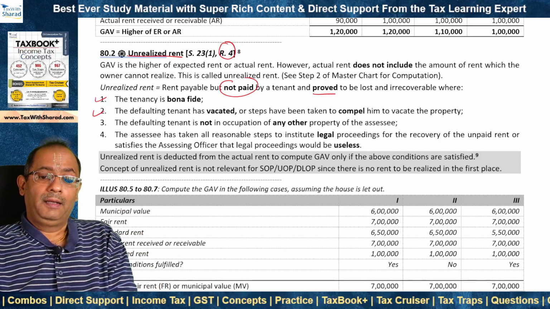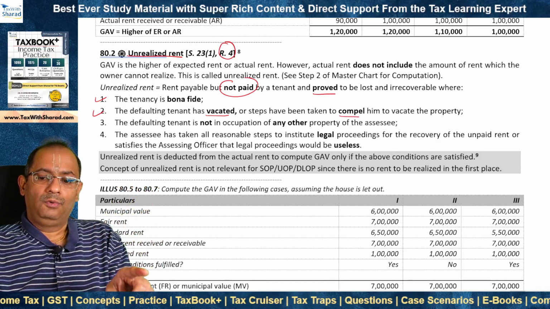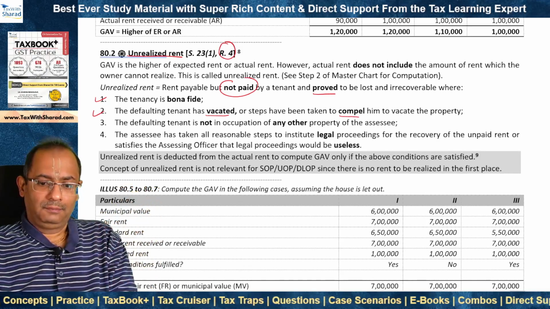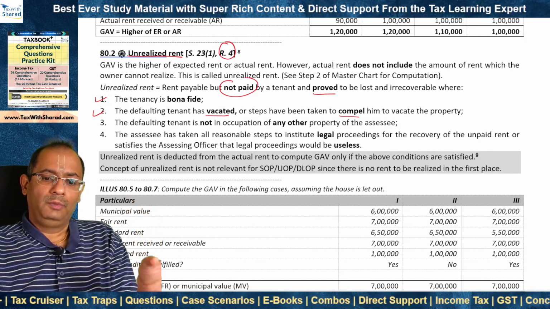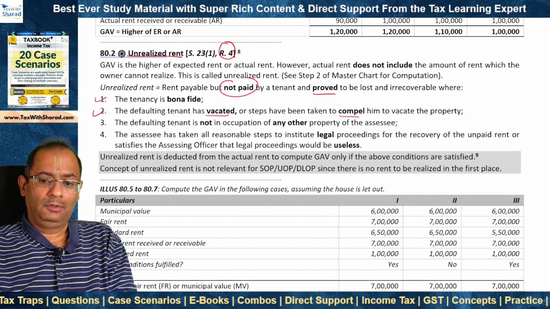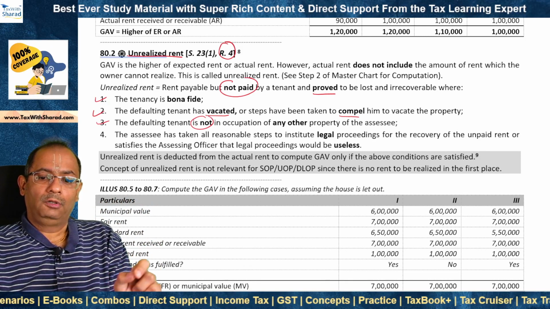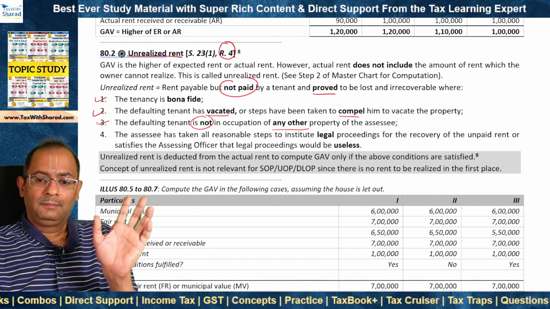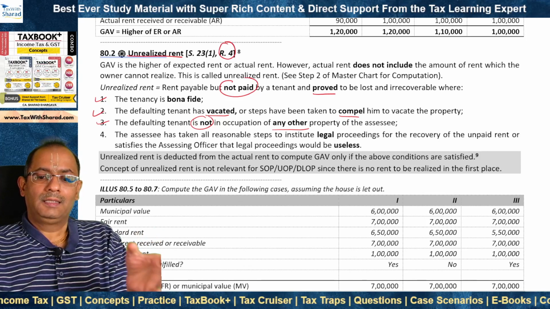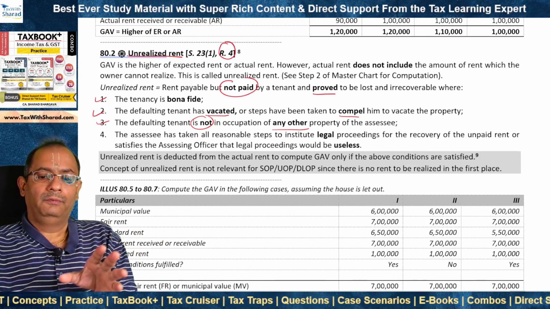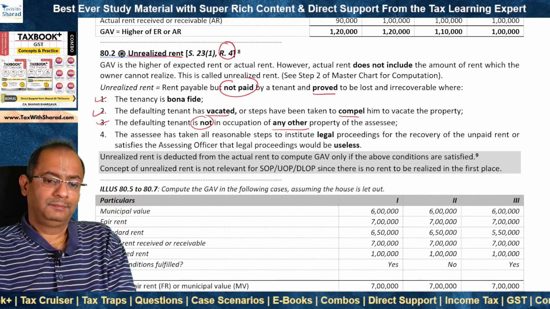The defaulting tenant has vacated the property, or steps have been taken to compel him to vacate the property. It cannot be that the defaulting tenant is staying or continues to stay. In that case, we cannot claim deduction of unrealized rent. Third, the defaulting tenant is not in occupation of any other property of the SSE. If he has defaulted in paying rent for one property of the SSE, but he is still staying in another property of the SSE, deduction of unrealized rent for the first property cannot be claimed.